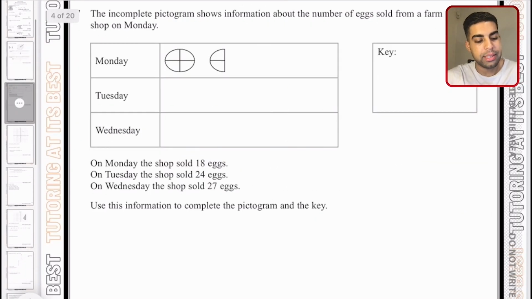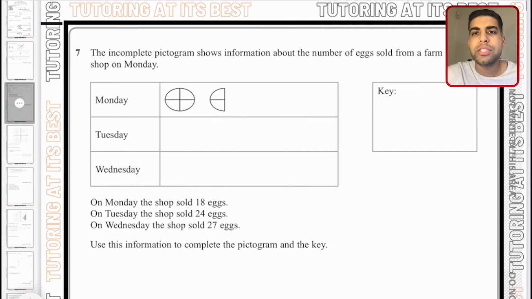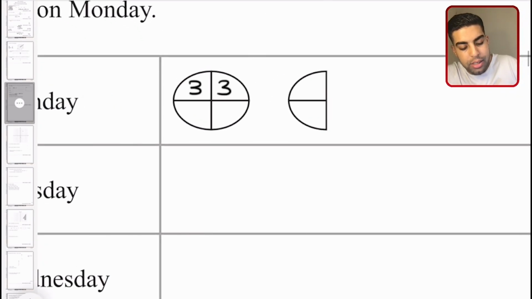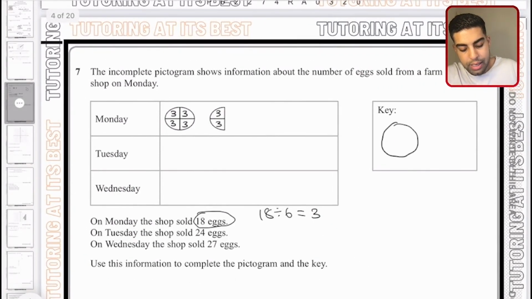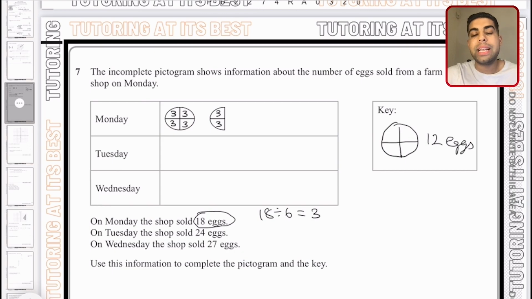Let's go for question number 7. The incomplete pictogram shows information about the number of eggs sold on a farm on Monday. Again, we can see that we've got 18 eggs sold on Monday, and we've been given 6 parts. To find out what each part is worth, we're going to simply divide 18 by 6, giving us 3. So we now know that each part is worth 3 eggs. And so our key will equal 12 eggs for every 4 sections. Now we need to go ahead and do the same for Tuesday and Wednesday.